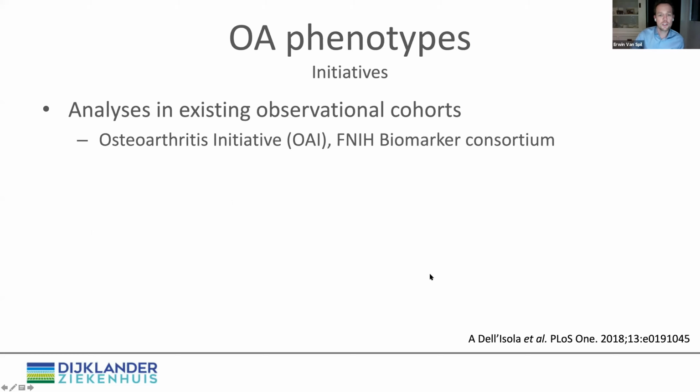There are different approaches in finding these phenotypes, and I would like to give some examples of these. First, you can do analysis in existing observational cohorts. For example, the OAI cohort, and embedded in that is the FNIH Biomarker Consortium. Andrea Del Isola performed phenotype research in this FNIH Biomarker Consortium.